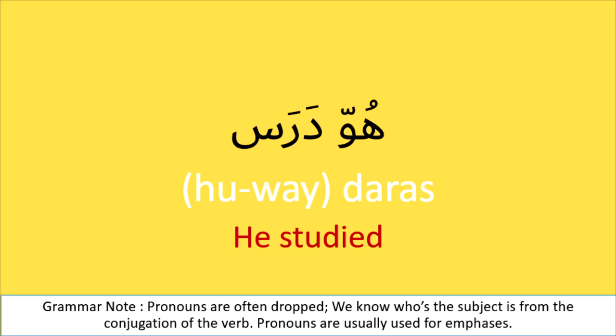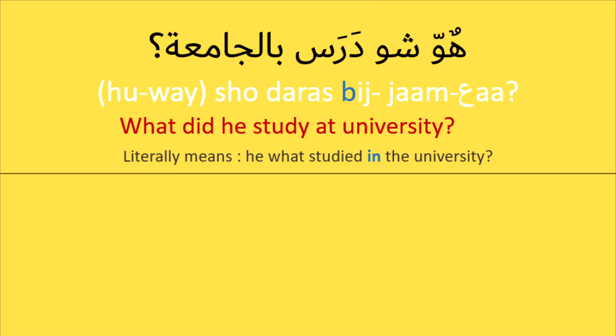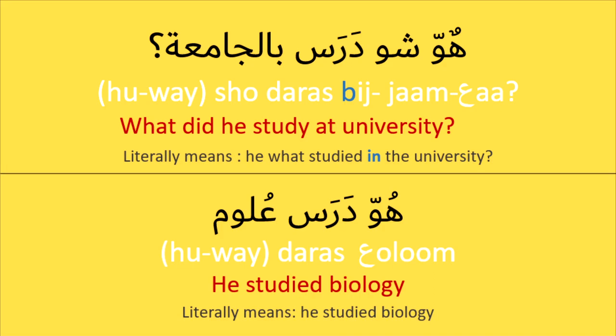Now I will go through each one of them slowly and use the verb in a sentence. Huwe daras. He studied. For example, Huwe shu daras bijama? What did he study at university? Literally it means he what studied in the university. The reply is Huwe daras ulum. He studied biology.